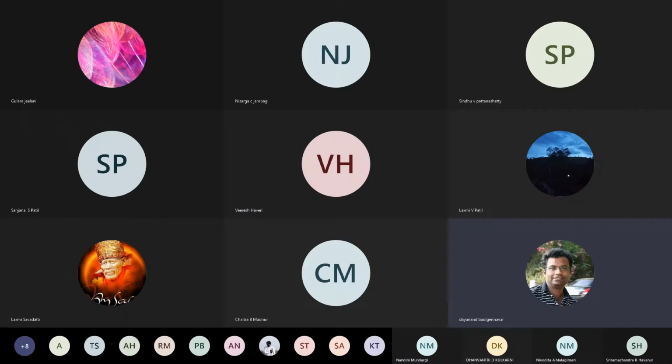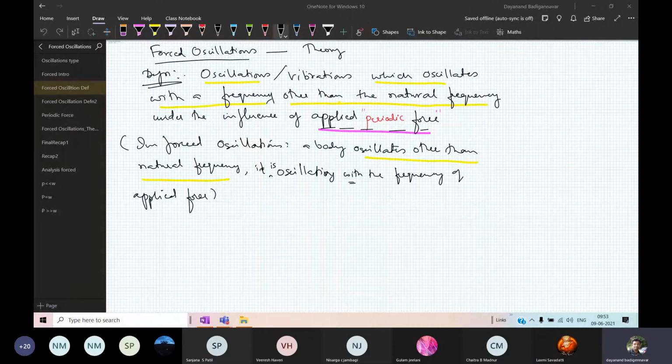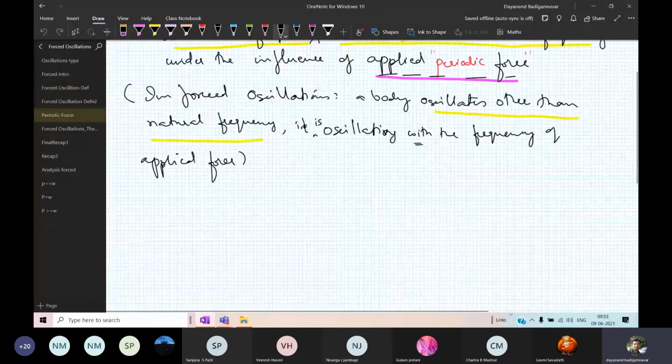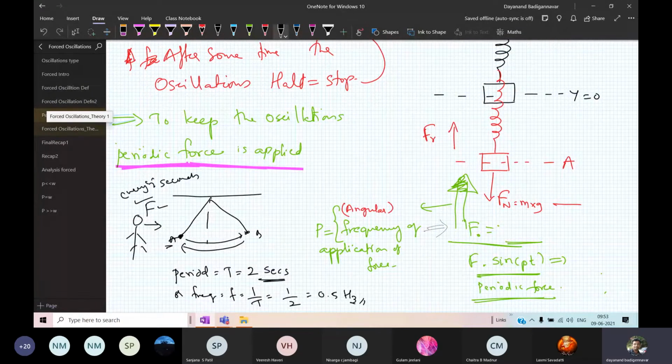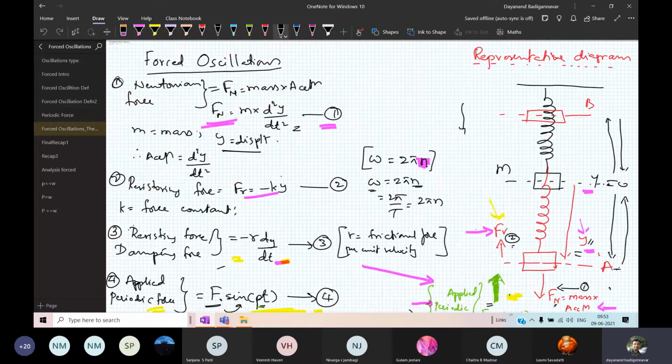Their natural frequency under the influence of applied periodic force. Yesterday we discussed why we require a periodic force to oscillate. This is the periodic force that you have to apply to keep the oscillations intact. We have also derived the equation for the forced oscillation. This is the equation for forced oscillation.